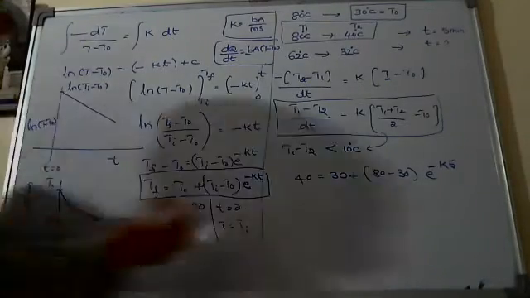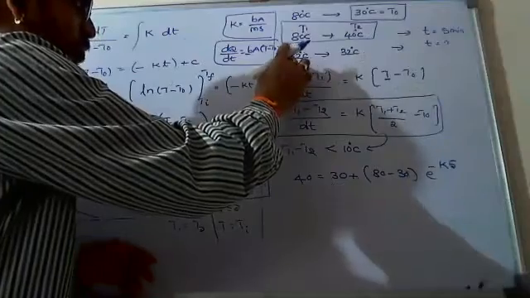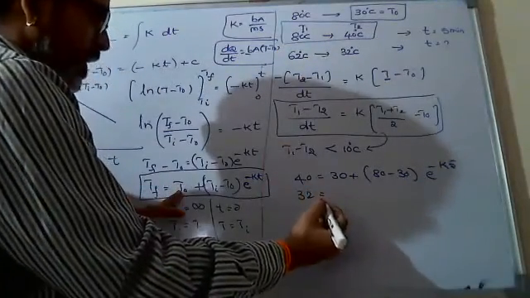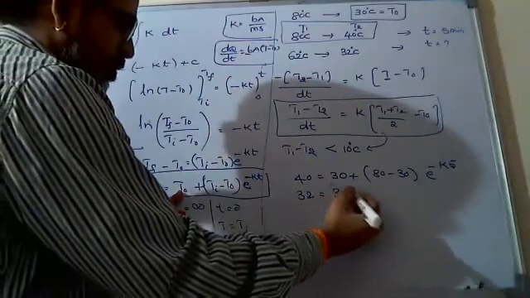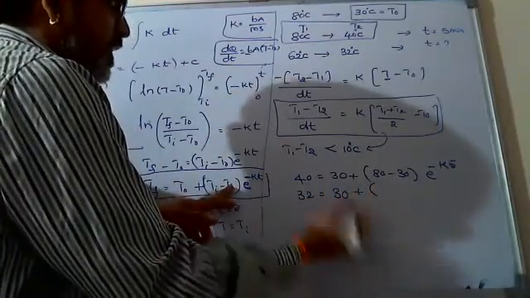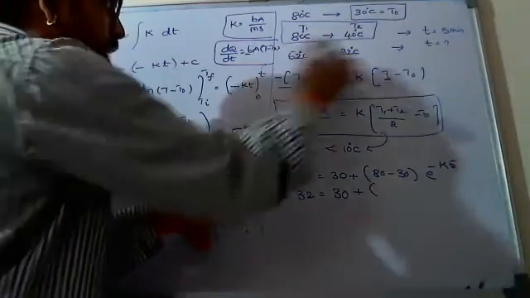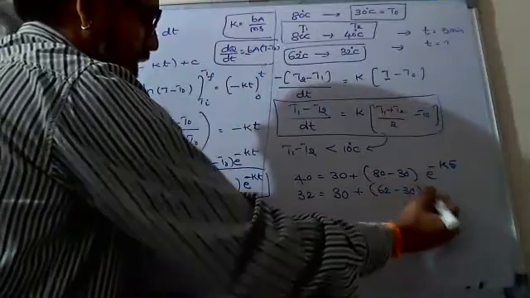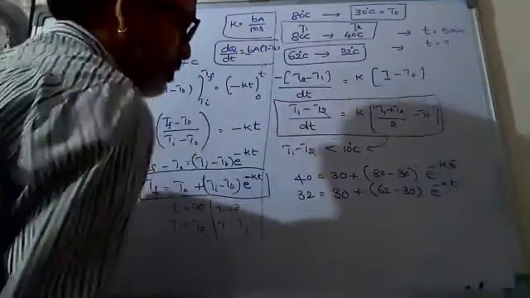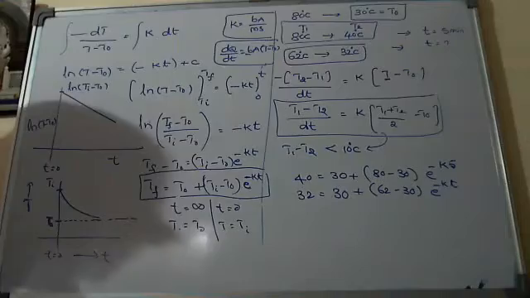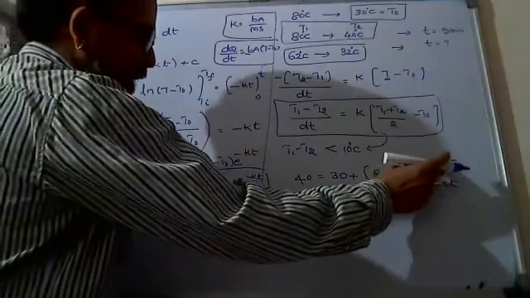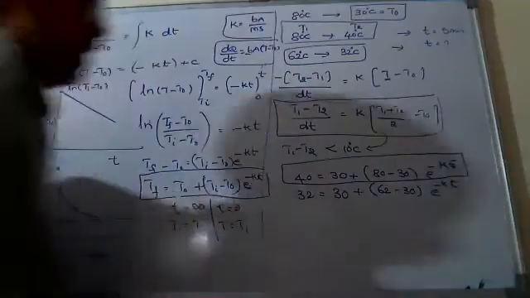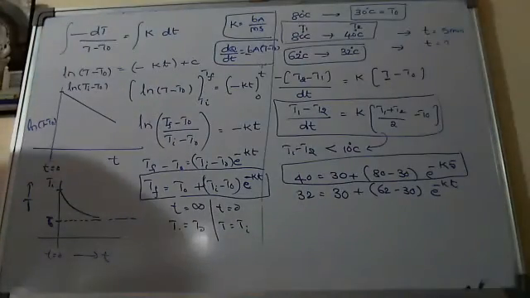Here the second equation you will get from 62 to 32. So final, 32, is equal to T naught, which you know is the room temperature, plus T initial minus T naught. For the second time, T initial is 62. So 62 minus T naught, which is 30, into e power minus kt. Solve those two equations now. Try to find the value of k from the first equation, substitute that k value here, then you will get the answer.